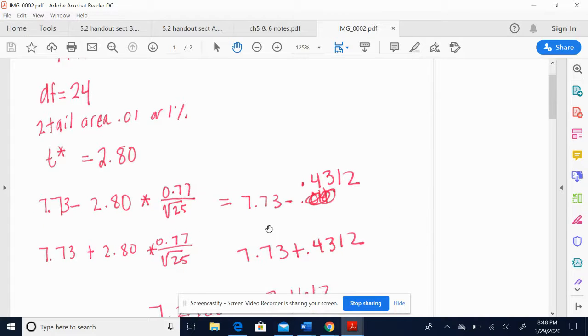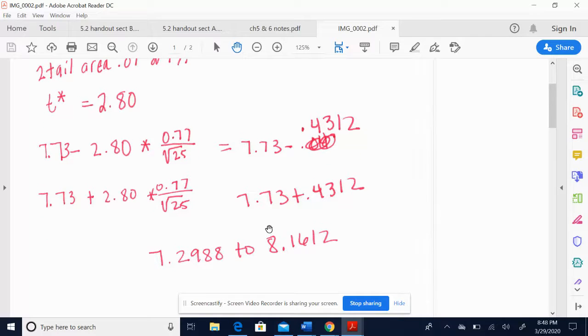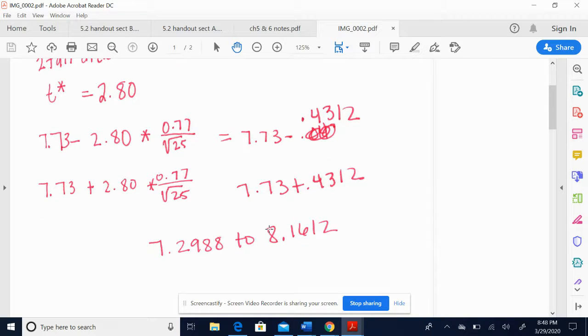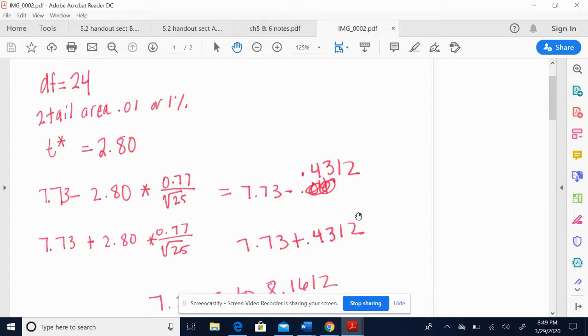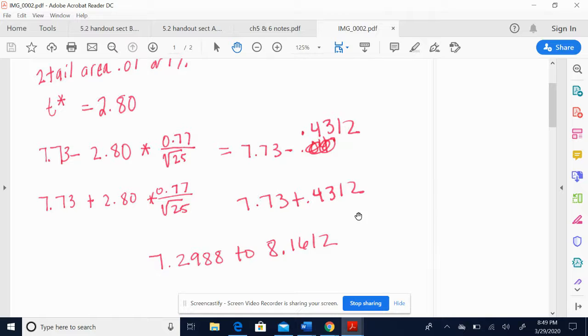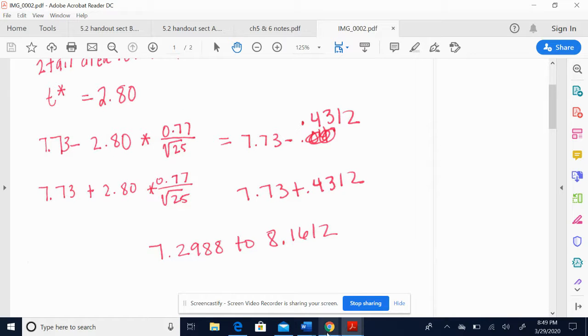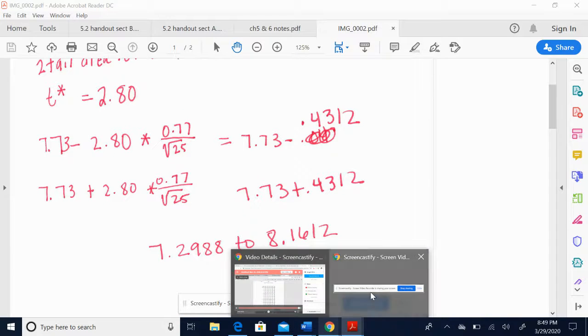So when we create that confidence interval, we're 99% sure that the average New Yorker gets from 7.2988 to 8.1612 hours of sleep per night. I'm sorry, we are 99% confident, not 95, because we have changed the confidence interval here. So hopefully that helps in seeing how we made those changes.